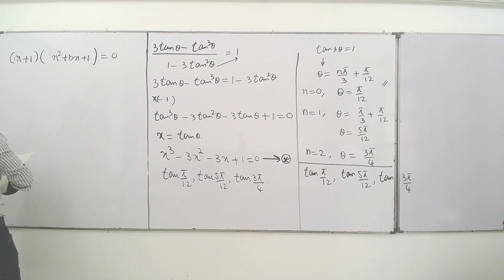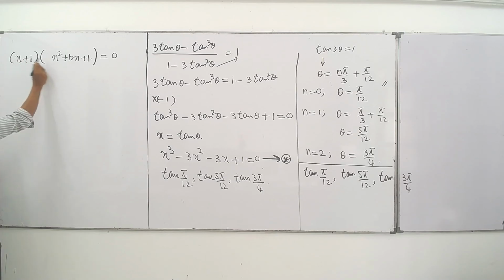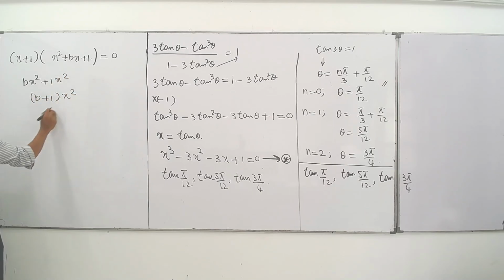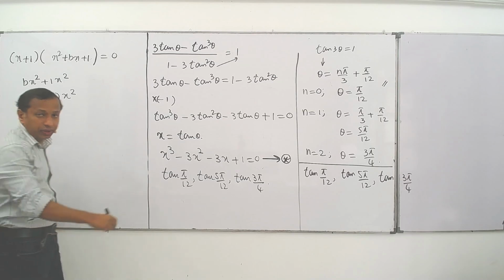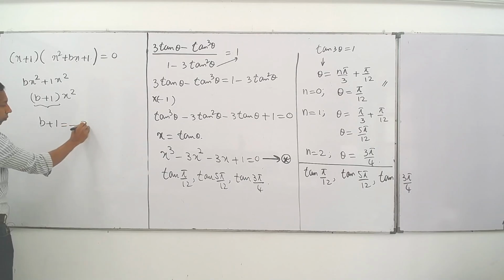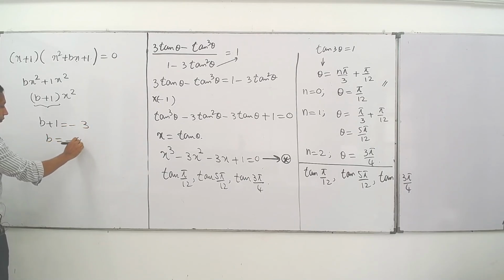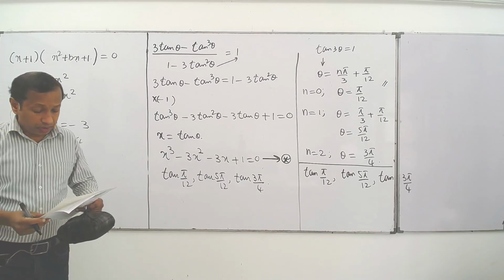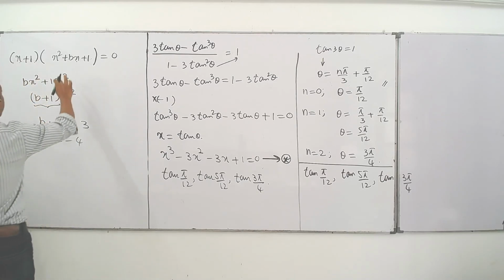B can be found, people, by equating the x squared coefficients right here. X and bx, when you multiply, we get bx squared. 1 and x squared, we get 1x squared. Then, taking this x squared out, we get b plus 1 times x squared. Then here the x squared coefficient is b plus 1. But here it is minus 3. Then b plus 1 should be equal to minus 3. b is equal to minus 4. Understood? b is equal to minus 4. So therefore, this is minus 4.